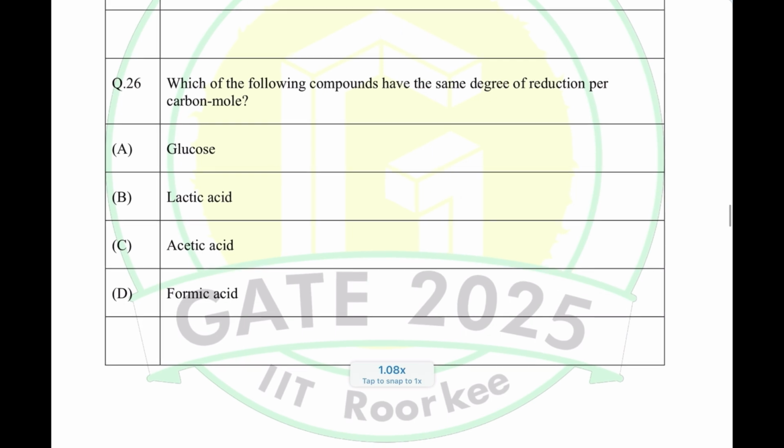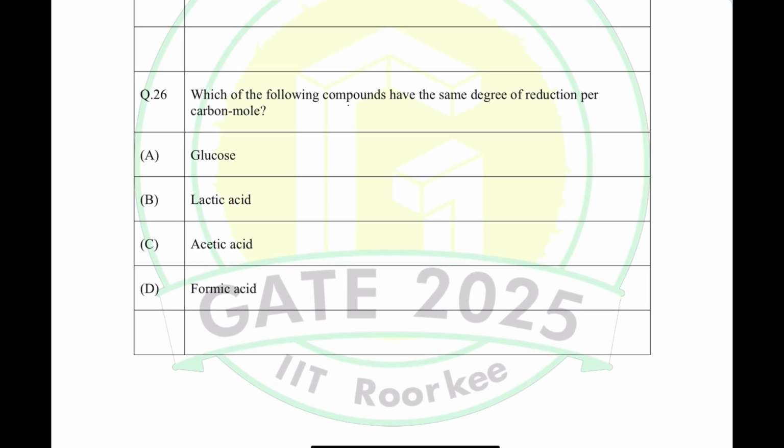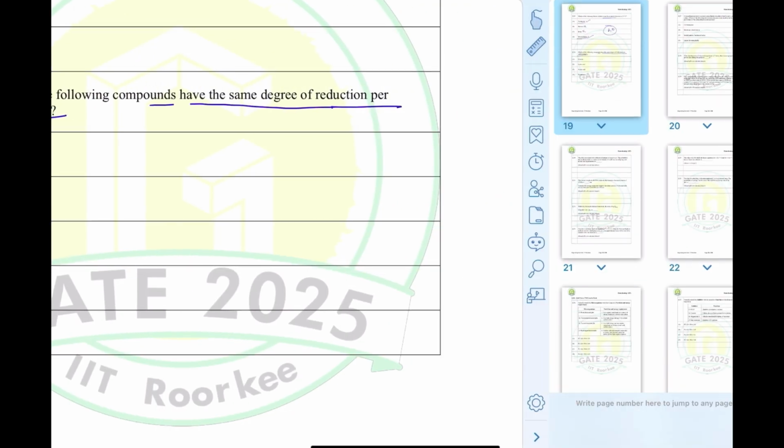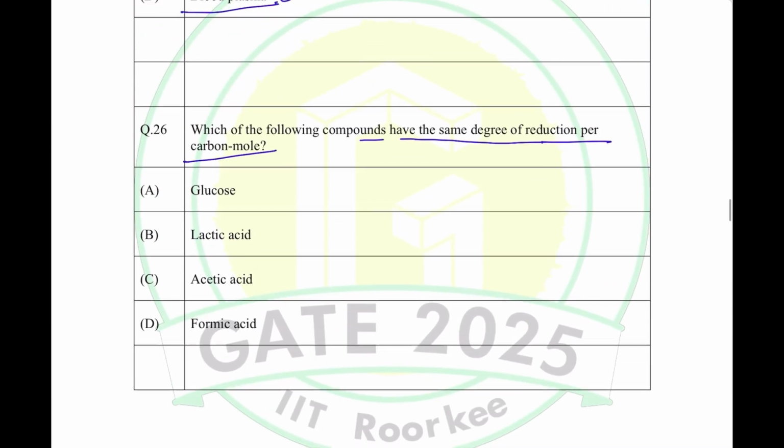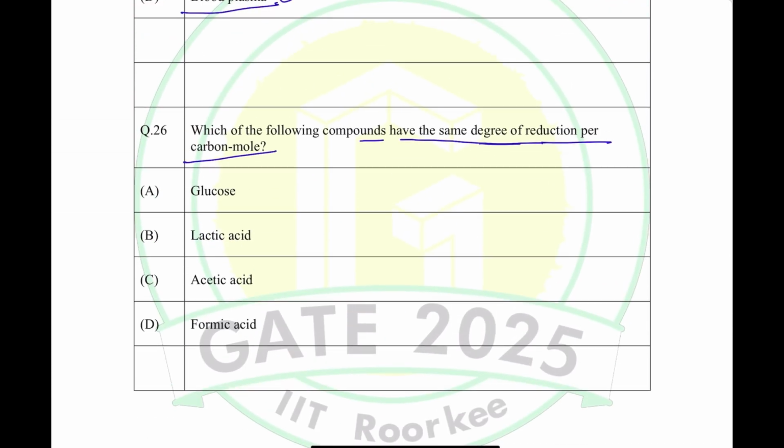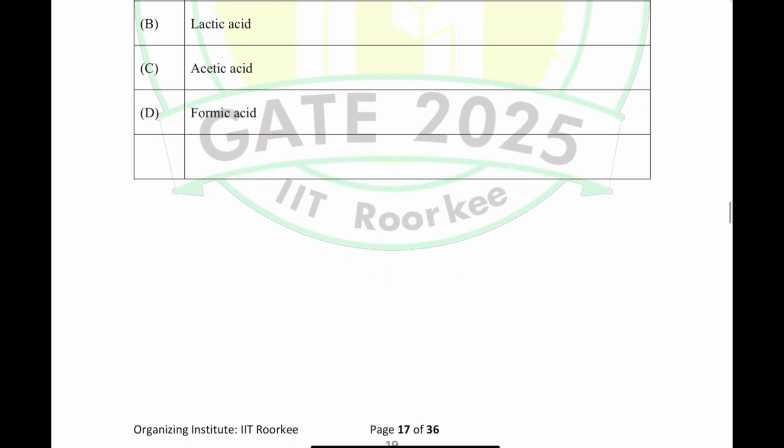Now moving on to the next question. Which of the following compounds have the same degree of reduction per carbon molecule? So it's a very easy question. We'll discuss this very easily. Okay, so degree of reduction per carbon molecule. For that, we have a formula.